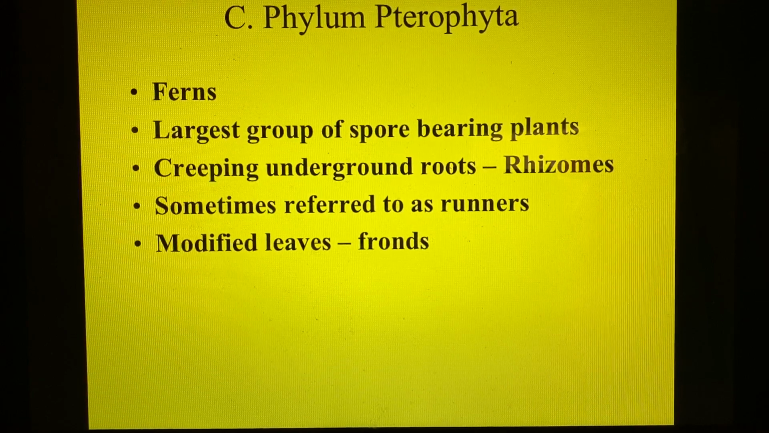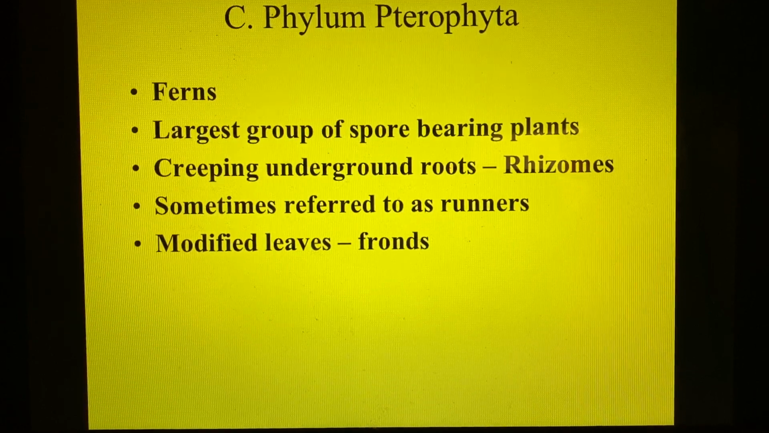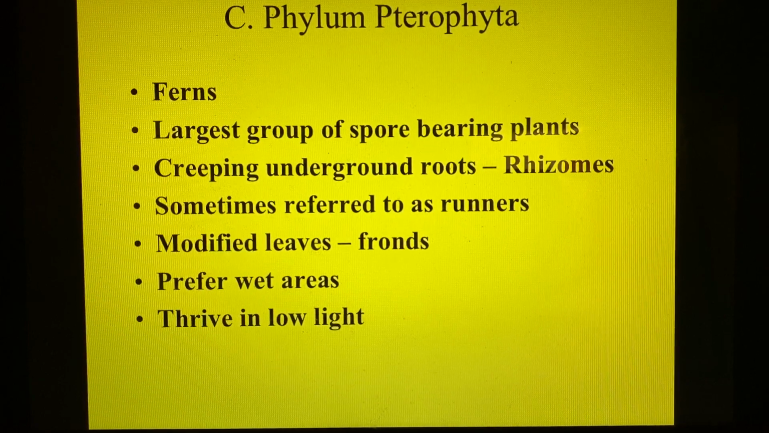They have modified leaves called fronds, in which the leaf surface is subdivided and subdivided and subdivided. It increases surface area. Pretty cool. Okay. They prefer wet areas, not direct sunlight for the most part. And they thrive in low light.